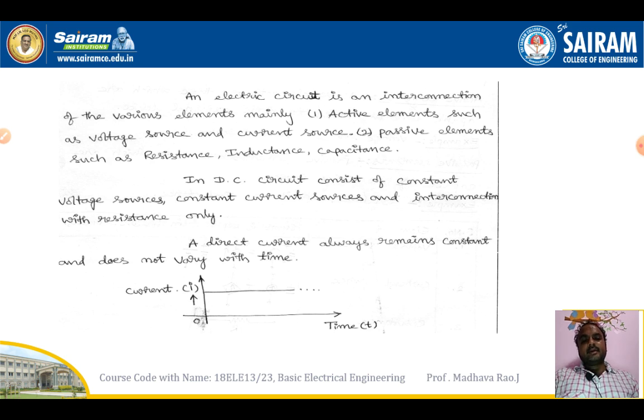Direct current always remains constant and does not vary with respect to time. You can see the direct current graph with respect to time. If you take the magnitude, it is always constant with respect to time, and that is called direct current, right. Alternating current, what will happen? In alternating current, the magnitude and direction always change with respect to time. That is about AC current.